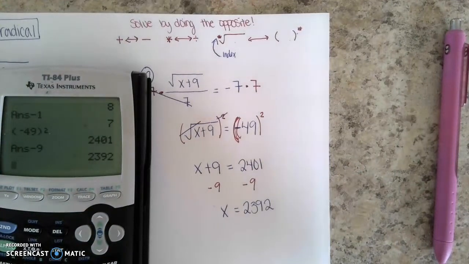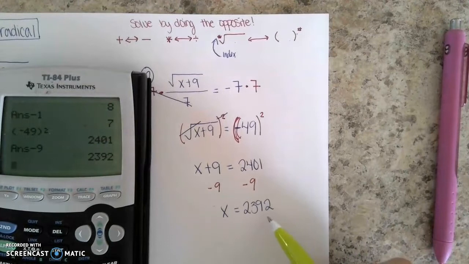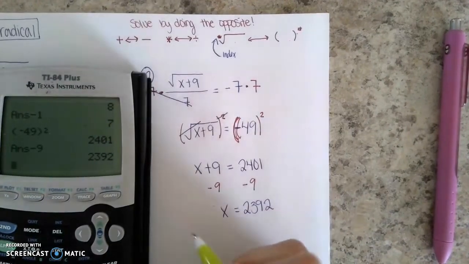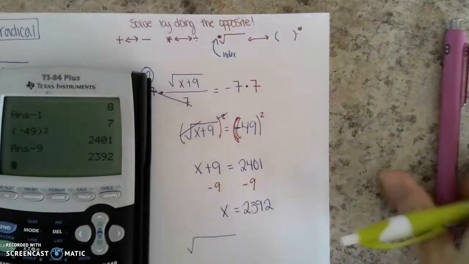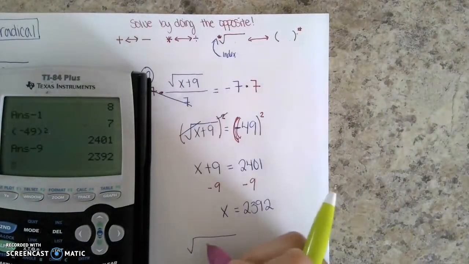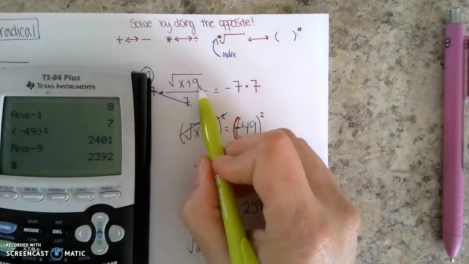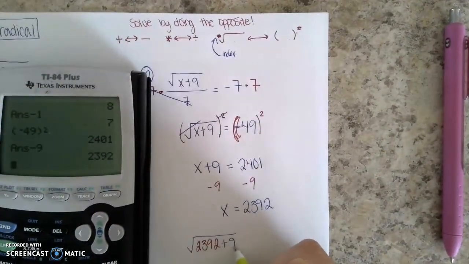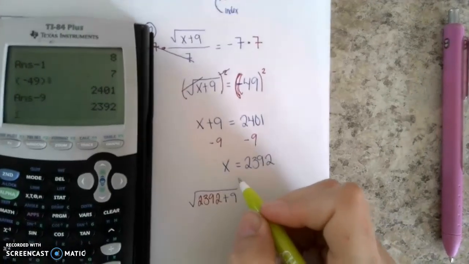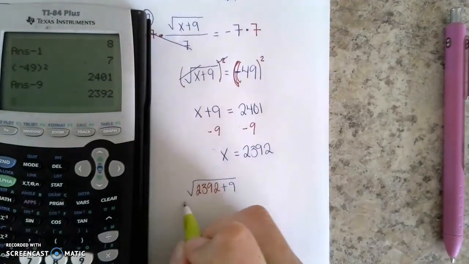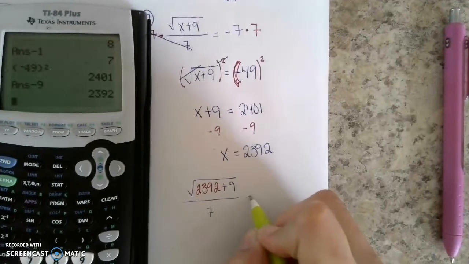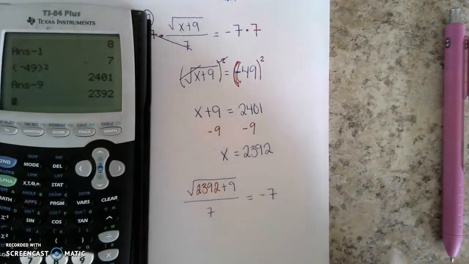And again, I want to check to make sure that my solution is true, that it works. So I'm going to replug this back in. So the square root, my new x value here is 2,392 plus 9. Scooch that up for you. When I divide that by 7, I want this to equal negative 7 here.